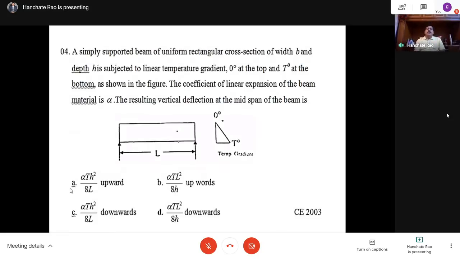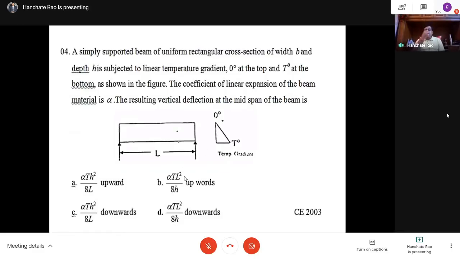A simply supported beam of uniform rectangular cross section of width B and depth h is subjected to a linear temperature gradient, 0 degrees at the top and t degrees at the bottom, as shown in the figure. The coefficient of linear expansion of the beam material is alpha. The resulting vertical deflection at the midspan of the beam is, so he wants us to find out the vertical deflection at the midspan of the beam due to this temperature distribution.